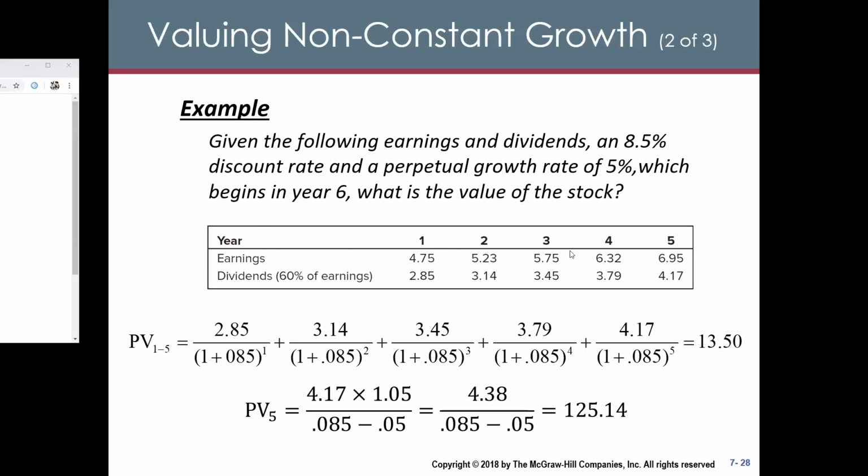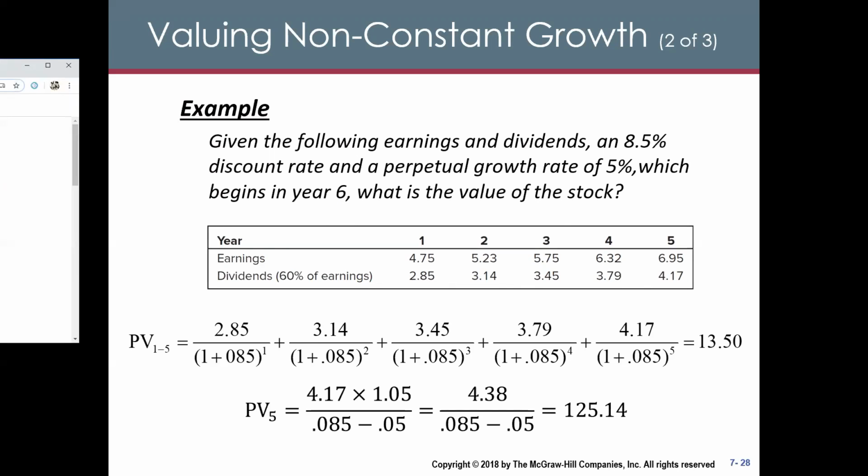In the first 5 years, the dividends are not going to be a constant value. There is no obvious relationship. And starting in year 6, it's going to be a perpetuity growth of the dividends of 5%. So we can apply the earlier formula. Okay.